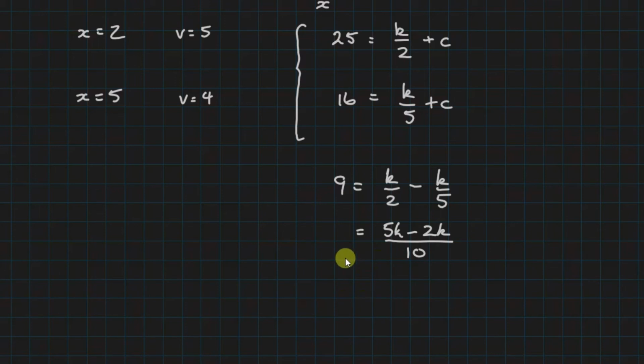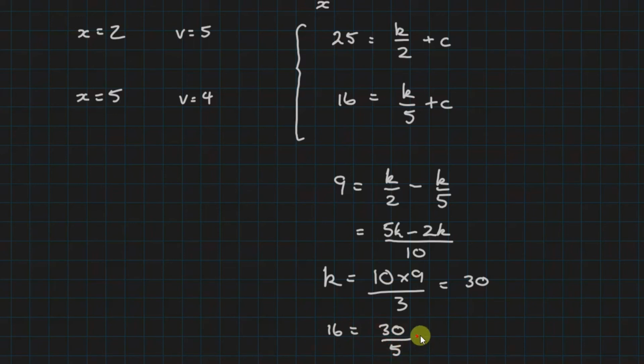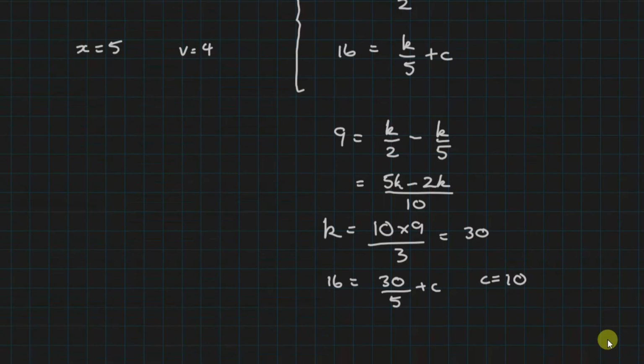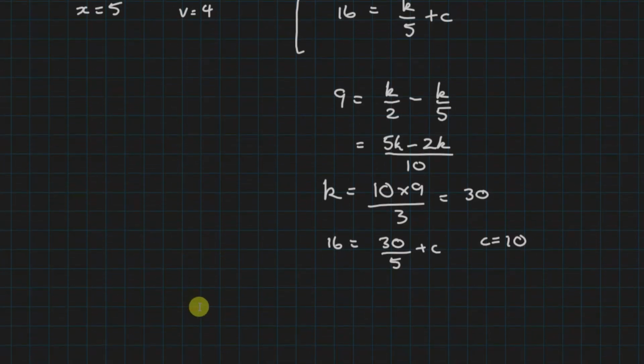So k equals 10 times 9 divided by 3, which is 30. Put that back into one of the equations we've got. So I'll put in the second one. 16 equals 30 divided by 5 plus c, 30 divided by 5 is 6, so c equals 10. So now I get my equation of v squared equals k, which is 30 over x, plus my c, which was 10.